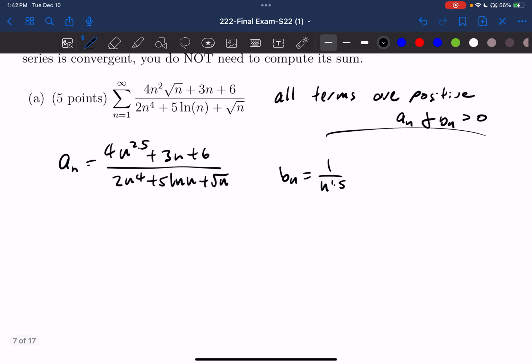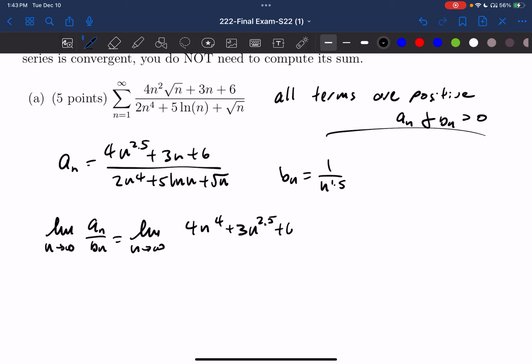Now applying limit comparison, the limit as n goes to infinity of a of n divided by b of n will be equal to the limit as n goes to infinity of 4n to the fourth power plus 3n to the 2.5 power plus 6n to the 1.5 power, all divided by 2n to the fourth power plus 5 ln n plus square root of n, which is going to be n to the 0.5 power.